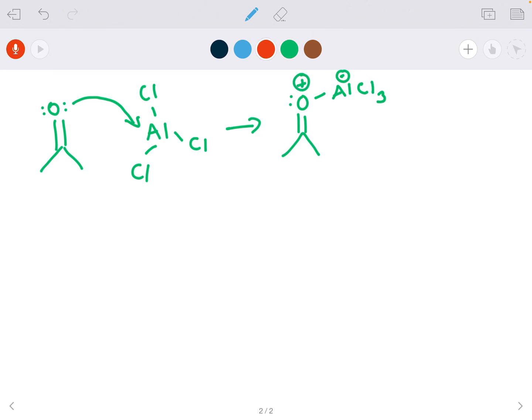In this case, this is the Lewis acid, and that's the Lewis base. The oxygen donates an electron pair, and the aluminum accepts that electron pair. But there are no hydrogens involved here at all.